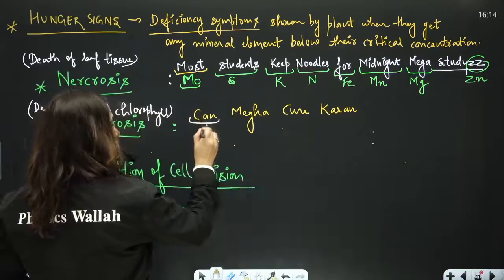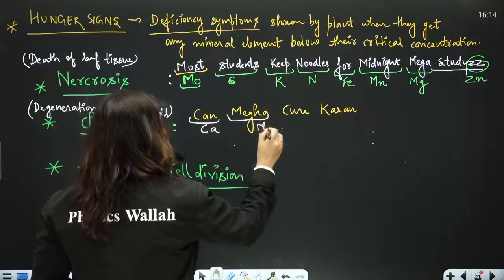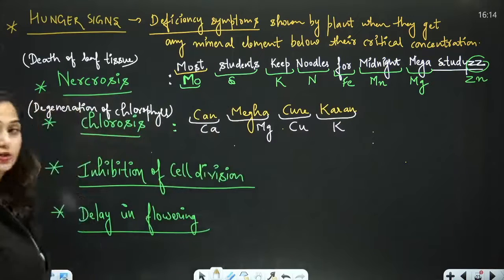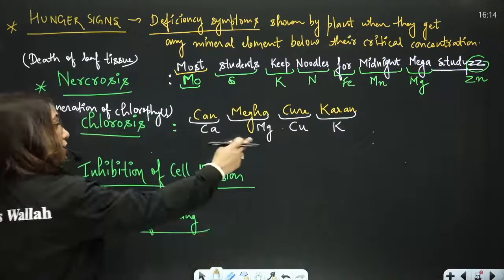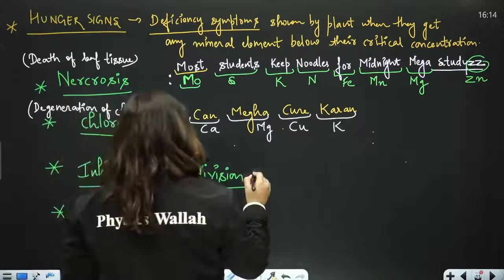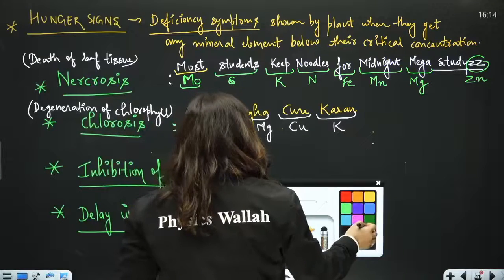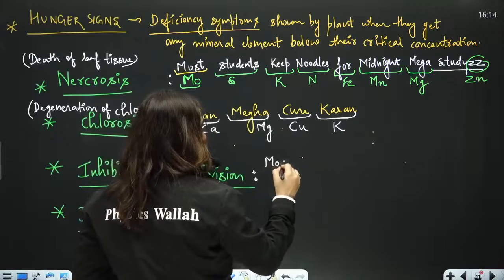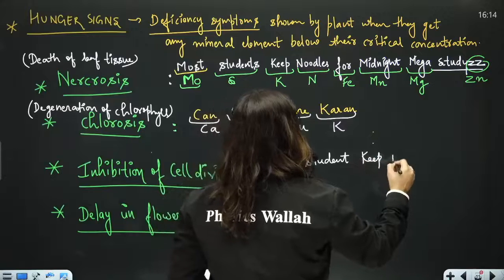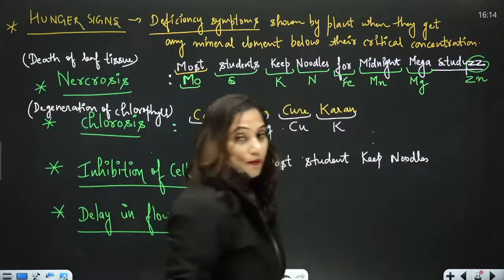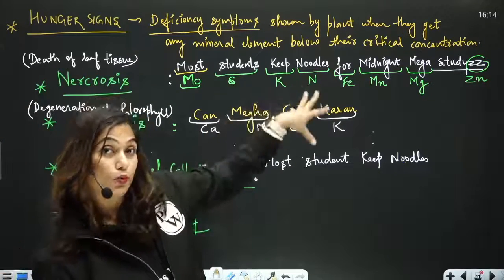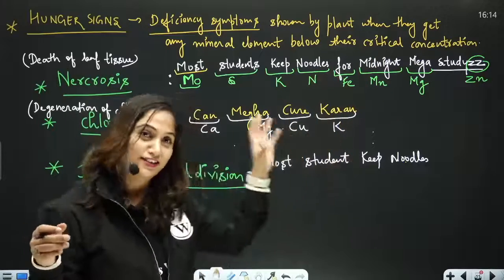Can calcium, Megha magnesium, cure copper, Karan potassium? So can Megha cure Karan? Calcium, magnesium, copper, potassium: because of their deficiency, chlorosis is seen in plants. Then inhibition of cell division is by most students keep noodles. Simple, only this much. This much is for inhibition of cell division, and most students keep noodles for midnight mega studies is for necrosis.